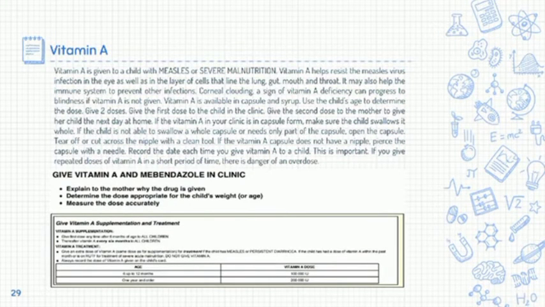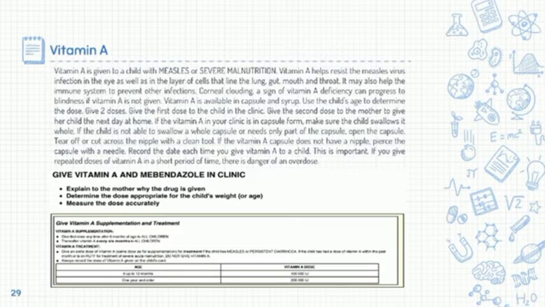So moving on to vitamin A. Vitamin A is given to a child with measles or severe malnutrition. Vitamin A helps resist the measles virus infection in the eye as well as in the layer of cells that lines the gut, lung, mouth, and throat. It may also help the immune system to prevent other infections. Corneal clouding is a sign of vitamin A deficiency which can progress to blindness if vitamin A is not given. So, vitamin A is available in capsule and syrup form. So, use the child's age to determine the dose when administering the vitamin A.